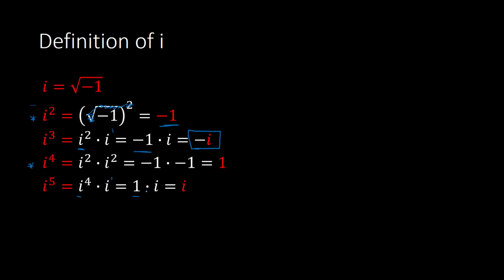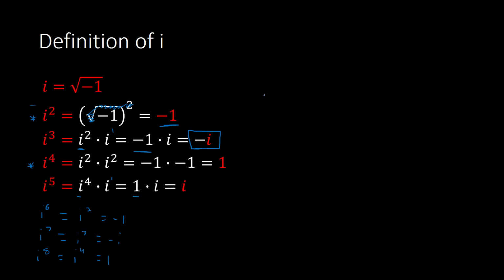Notice i to the 5th power equals i, which is right back to where we started. And if you were to continue this, i to the 6th power would cycle back through. So i to the 6th power would be the same thing as i squared, which would be -1. i to the 7th power would be the same thing as i to the 3rd power, which would equal -i. i to the 8th power equals i to the 4th power, which would equal 1, and then cycle back through again.